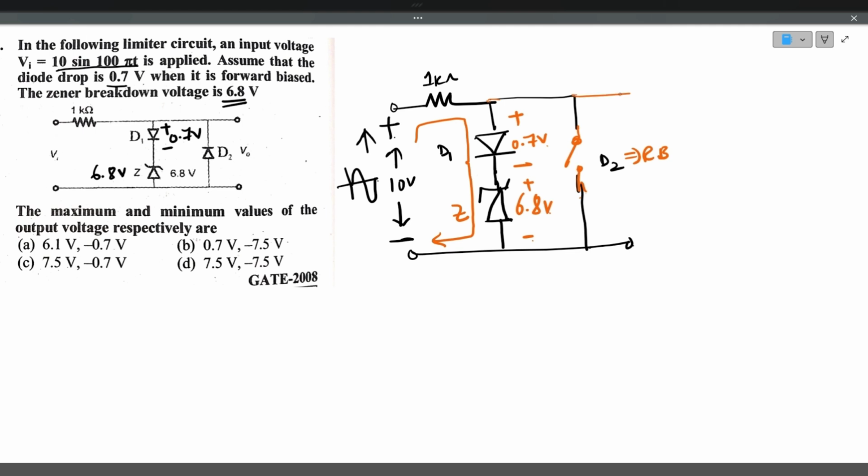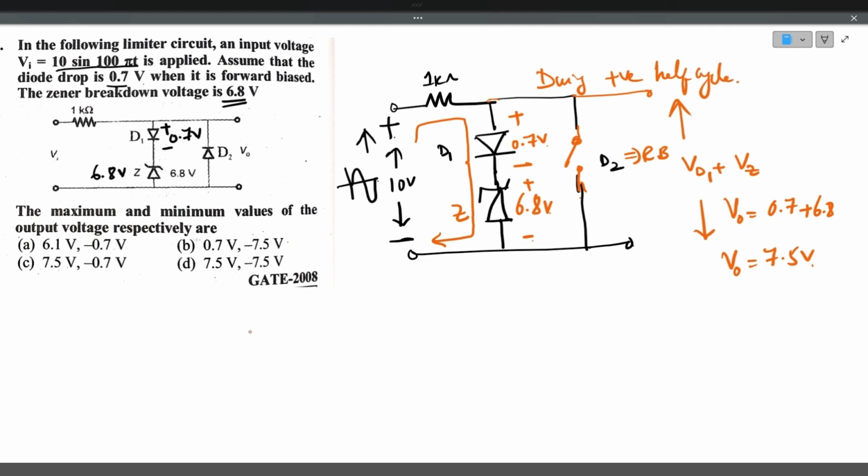Now what is the output voltage in this case? The output voltage will be VD1 plus VZ. That is the output voltage. So the output voltage is VD1, 0.7 volts, plus VZ, 6.8 volts. So it will be 7.5 volts. This is during the positive half cycle.